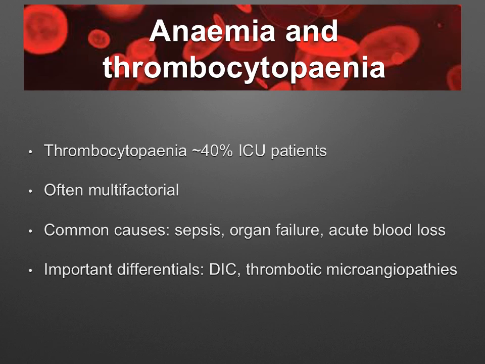Thrombocytopenia, just like anemia, is seen commonly in the ICU. We see it typically in up to about 40% of patients. And again, it's often multifactorial. It's difficult sometimes to prize out exactly what's causing it. Common causes are going to include sepsis, organ failure, and acute blood loss. It's important to consider a couple of differentials in that, such as DIC, or disseminated intravascular coagulopathy, or TMAs, the thrombotic microangiopathies. And in this regard, it's important also to look at the clotting profile and the blood film, which we'll discuss shortly.